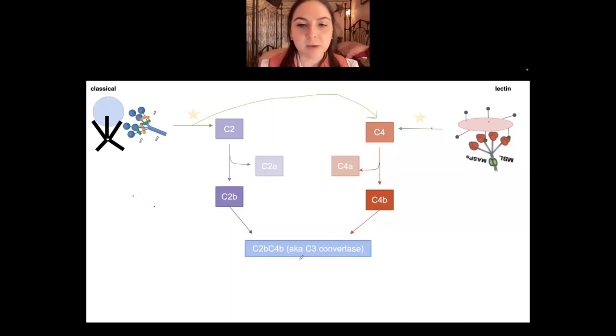You should know both of these names. Anytime we talk about a convertase in the complement system, like C3 convertase, they could write it as C2B, C4B, and they want you to know that this is a convertase. In old textbooks, they draw a line over it. When you see C2B, C4B with a line drawn over it, this is a convertase. Specifically, this is C3 convertase, but that's just what the line over it means.